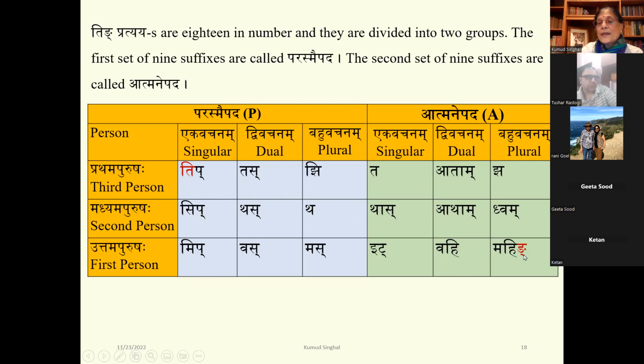The ones in green are the atmanepada suffixes. So here the suffixes start with ta and end with a nga. So that's why ting. So that's why these verbal suffixes are called ting suffixes. Remember, as sup suffixes start with su and end with pa, similarly, the verbal suffixes start with ti and end with nga. Ting.